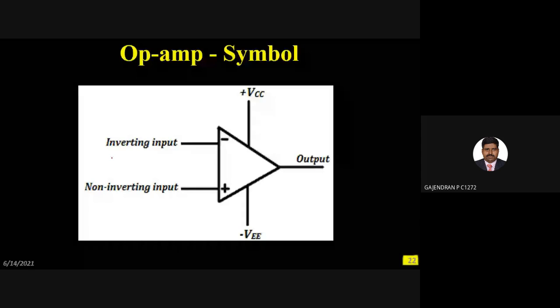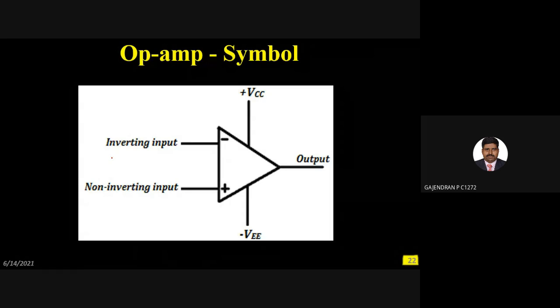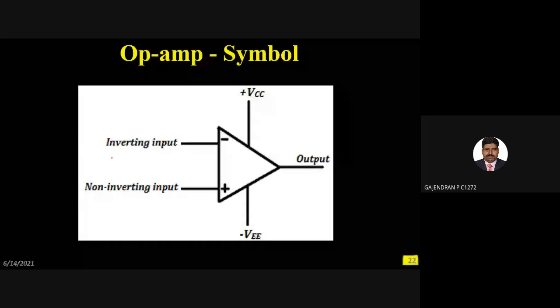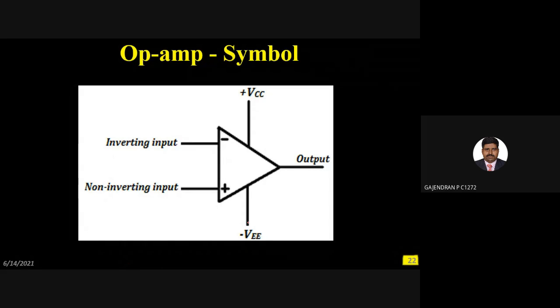Then can you guess what will be VEE? What is VEE? E stands for what? Emitter. Yes, emitter supply. So at this point the emitter of this BJT transistor will be connected. And is it a positive supply or negative supply? Negative, sir. Okay.